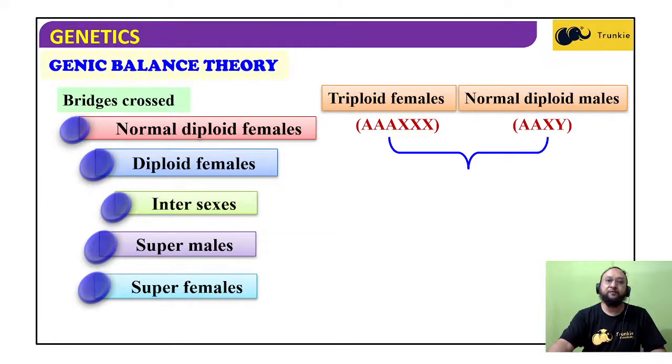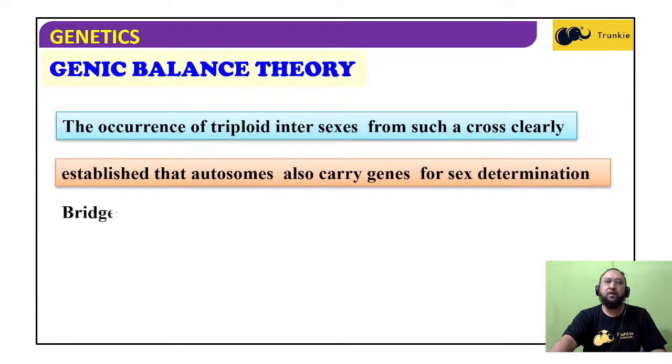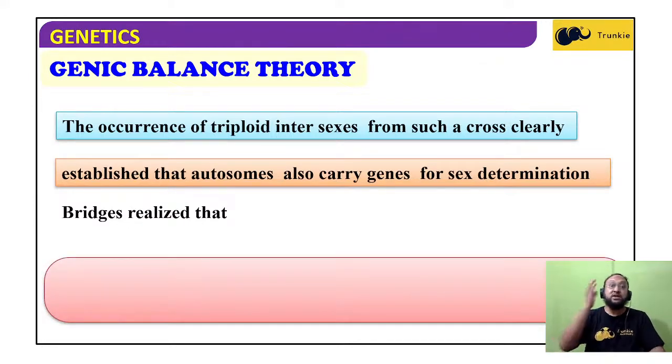And the normal males also he found. So all the different varieties of offspring he found by crossing between the females and the normal diploid males. The occurrence of diploid intersex from such a cross clearly established that autosomes also carry genes for sex. Why did he get so many different varieties in the result, and why the intersex? Because it proves that the autosomes are also involved in sex determination.